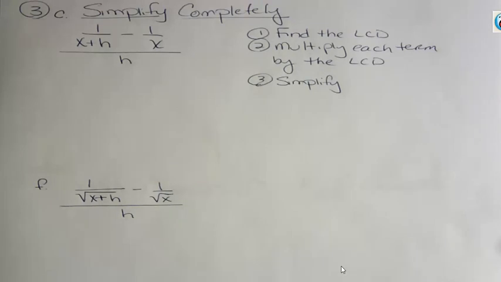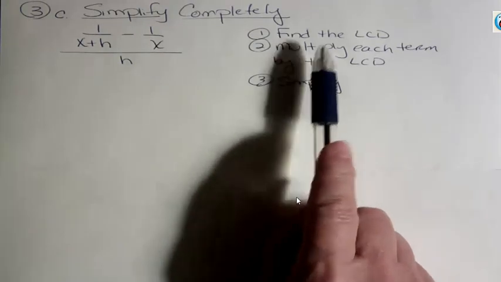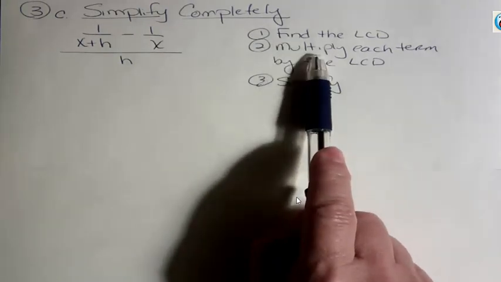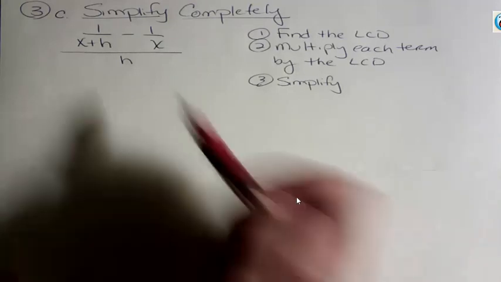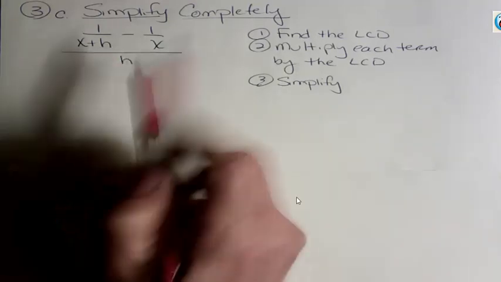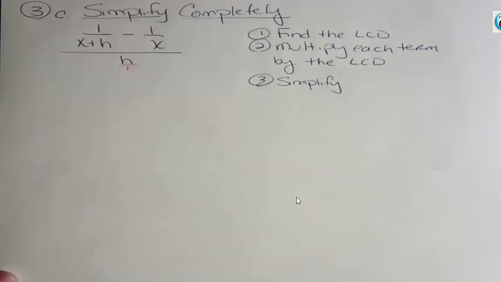When you want to simplify a complex fraction, you want to find the least common denominator, multiply each term by the least common denominator, and then simplify the result. So the least common denominator, well, in this particular term, we have a 1 for a denominator, so we only have two denominators to look at here. That is the x plus h and the x. These are two different things.